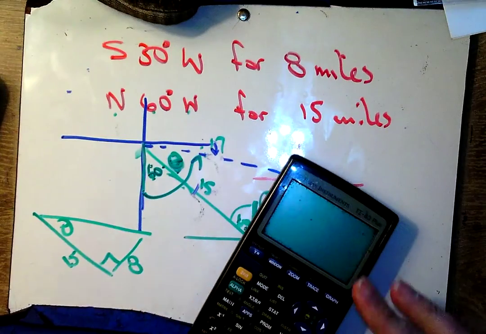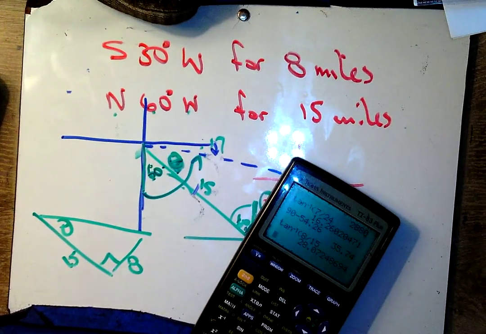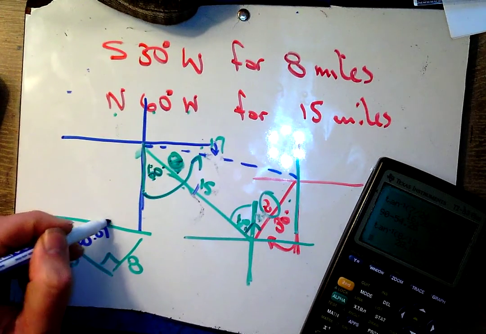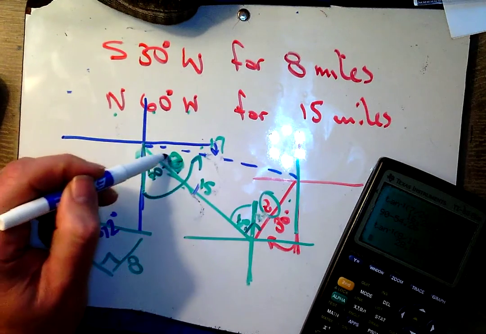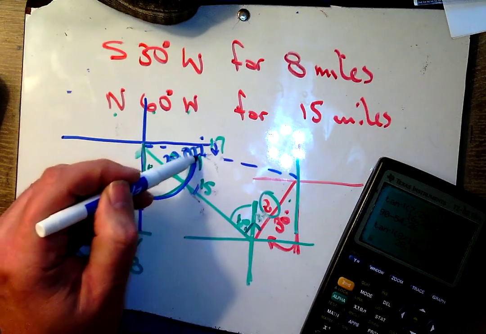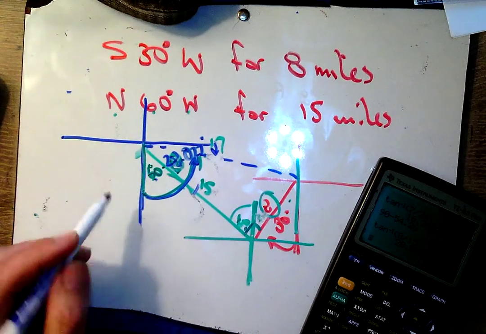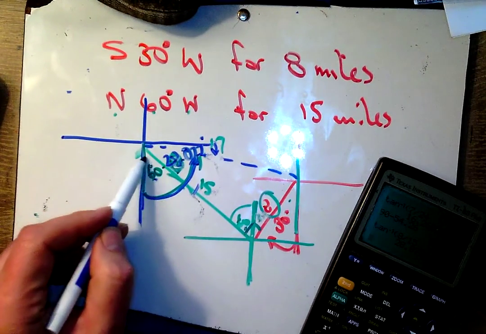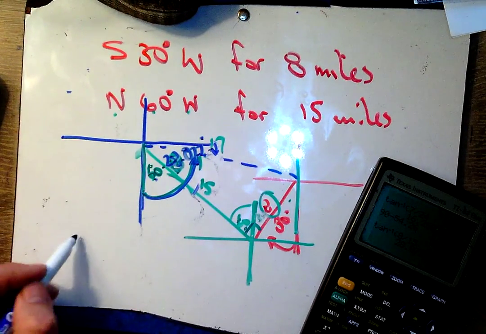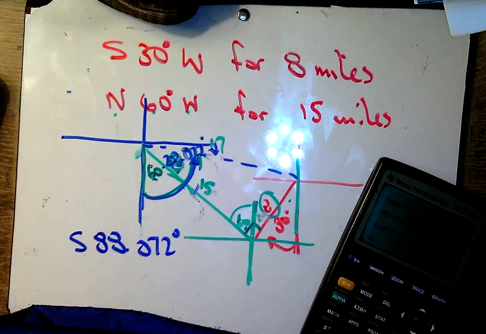So if I do inverse tan of 8 over 15, I get that theta is 28.072 degrees. So if this is 28.072 degrees, and this is 60, that means this whole angle, the bearing angle, will be 88.072. And since this whole thing is 90, it's a little bit up here. So I'm going to head south 88.072 degrees.